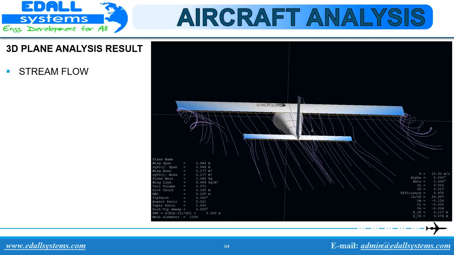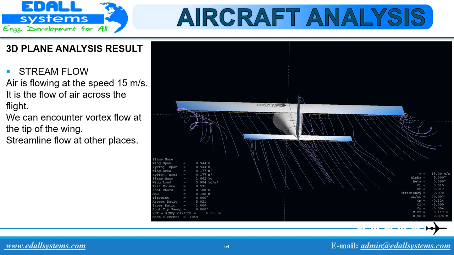In the 3D plane analysis, we have the stream flow. The air is flowing at a speed of 15 meter per second. It is the flow of the air across the flight. We can encounter vortex flow at the tip of the wing, the streamline flow at the other places. So here we have streamline flow in the other places, but at the tip of the wings, we have a vortex flow.